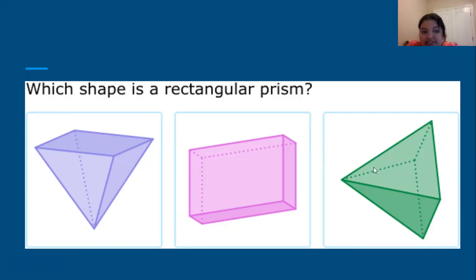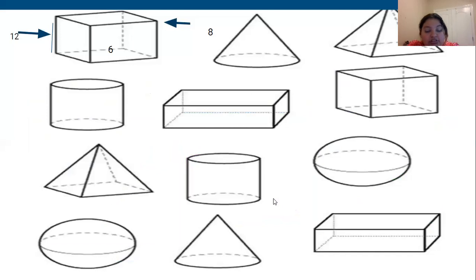And so these are actually the same. So this is both a triangular prism. They're both triangular prisms. And this is our rectangular prism. So now I'm going to be handing out a worksheet. So this is what you're going to be doing. So here I already did the first one for you guys.